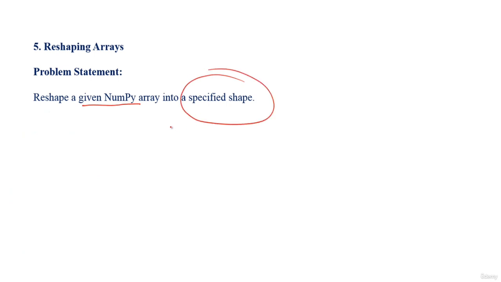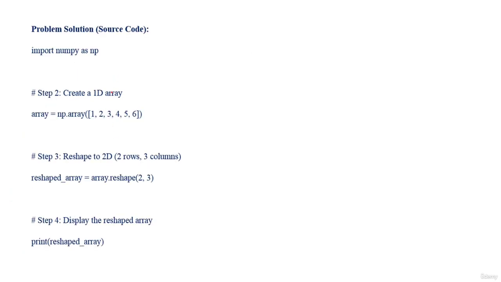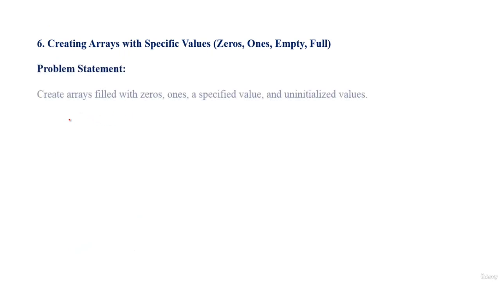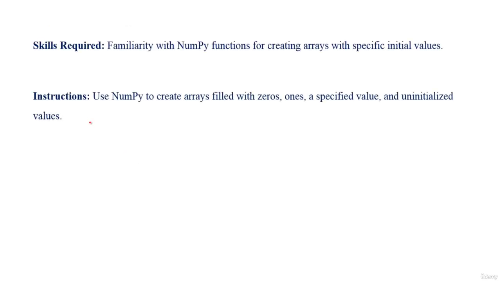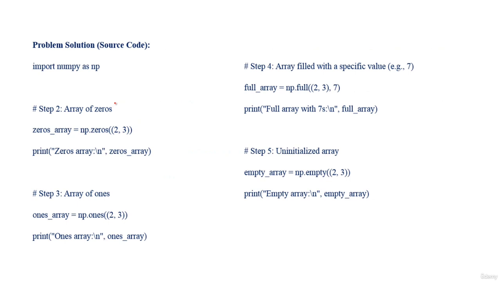Fifth, reshaping arrays. Reshape a given NumPy array into a specified shape. We can change any array shape also. Skills required and also the algorithm steps you have to follow. This is a solution. Array, and here we are reshaping it into 2 by 3 and showing the reshaped array. Sixth problem statement: create arrays filled with zeros, ones, specified values and uninitialized values. So using zeros, ones or any specified value we can create an array. Skills required. These are the steps. This is actually a solution.